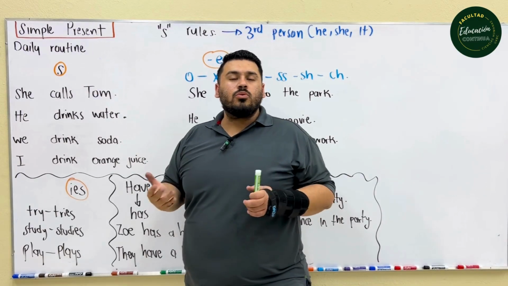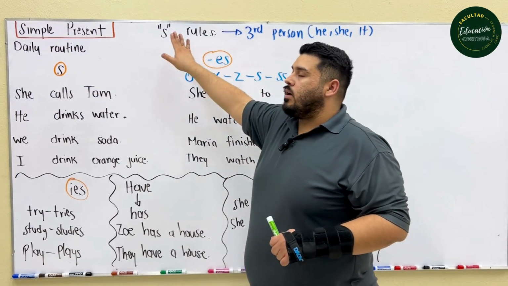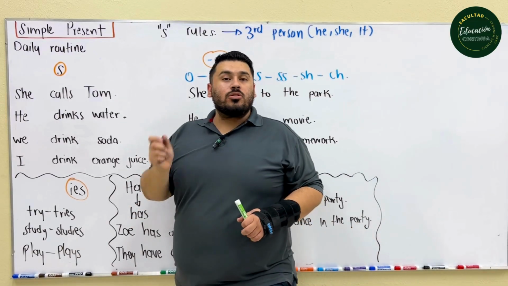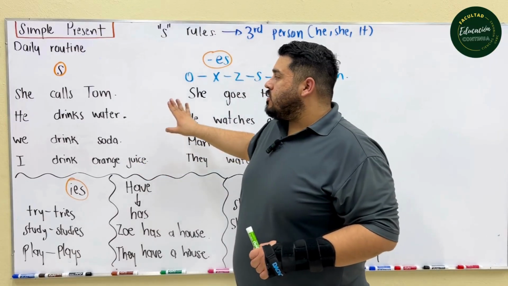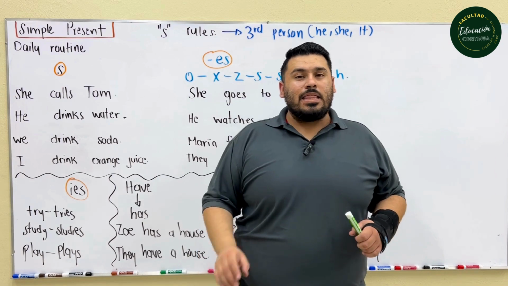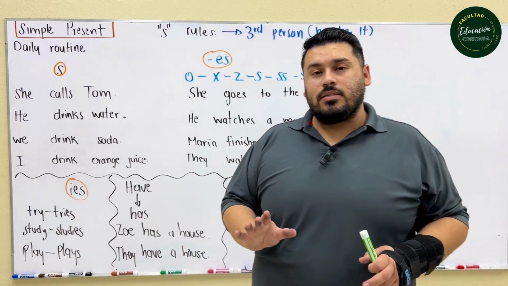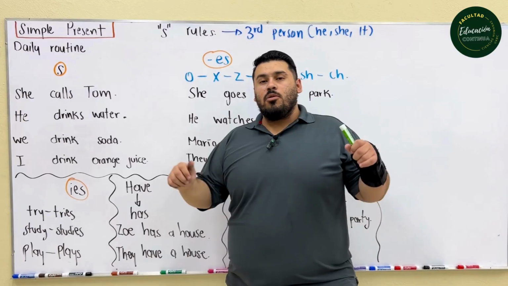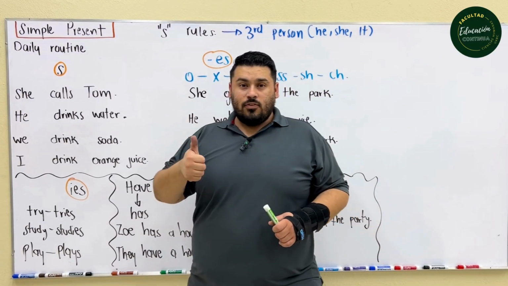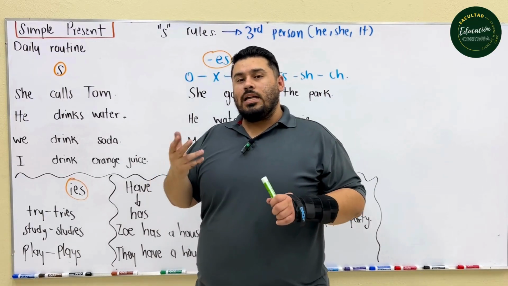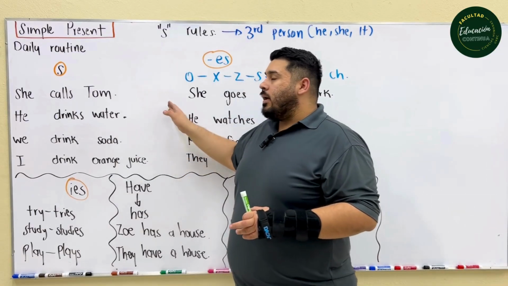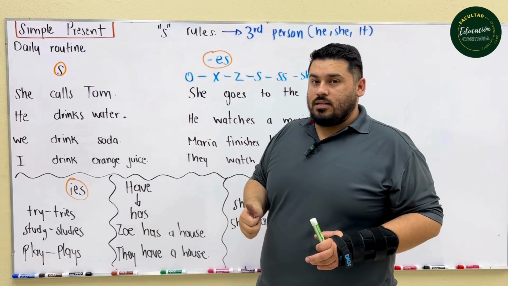Now, what rules do we have? Remember, we are going to talk about the S rule. We have three different ways to write it. The S is going to affect the third person, but in verbs. The verbs are really important with the simple present tense in affirmative sentences. Remember, in the last video we used do and does for negative and for question. Well, I'm sorry, in that situation just for question, do and does. But in this case, it's just for affirmative sentences.